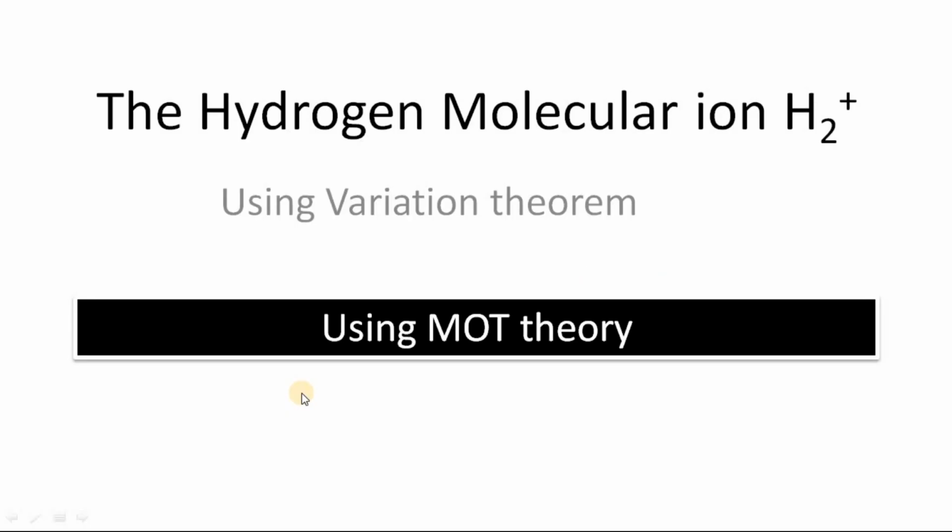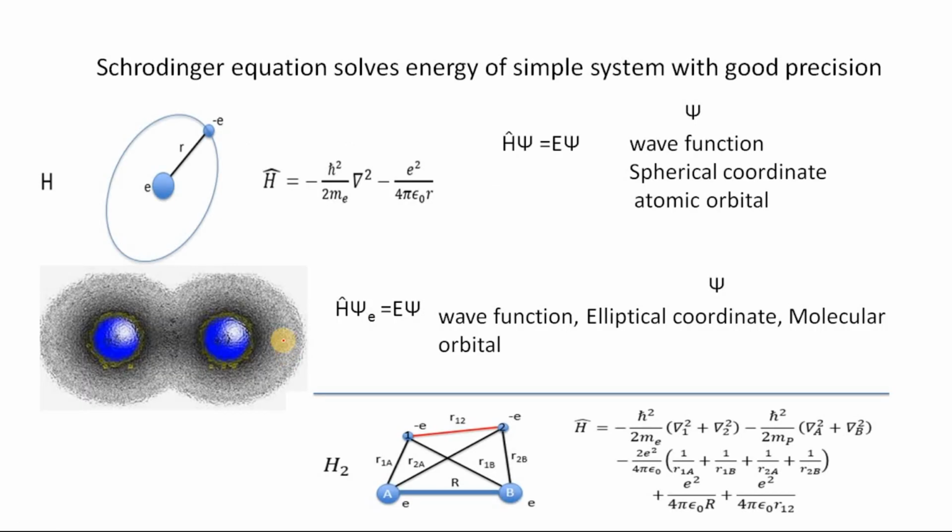Hello everyone. In this video, we will be discussing the energy calculation of the molecular hydrogen ion using the variation theorem, and we will be calculating the bond energy as well as the bond length of the hydrogen ion. Now, why do we do that?